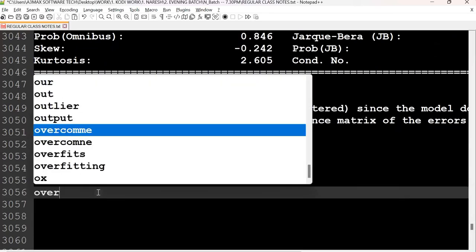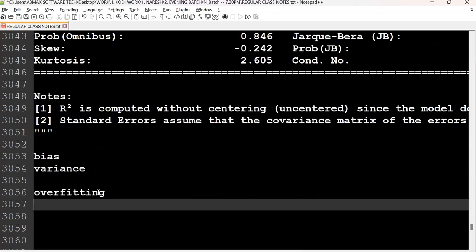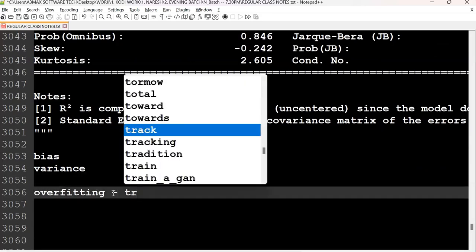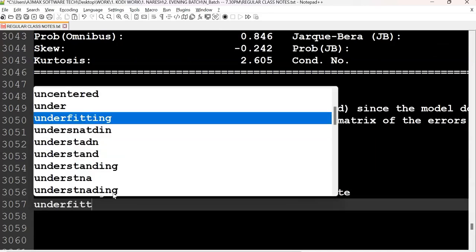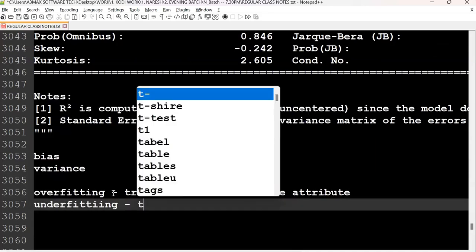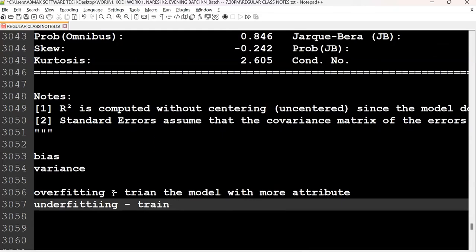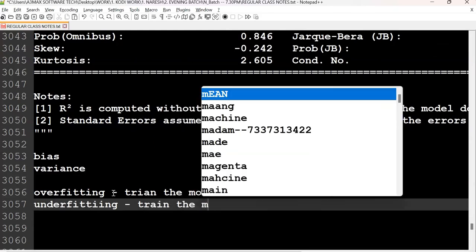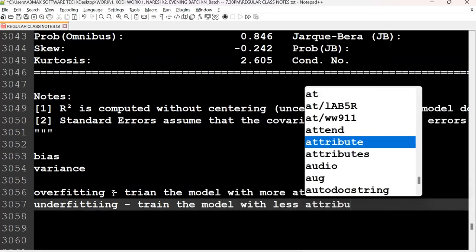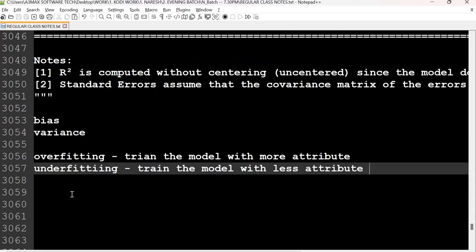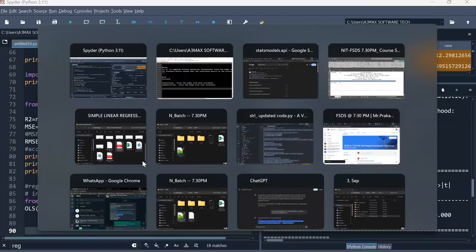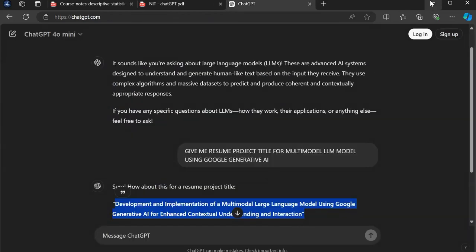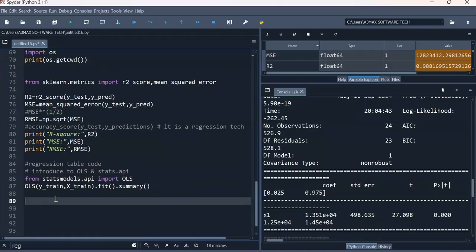But before that, I want to introduce what is overfitting, guys. What is overfitting? Train the model with more attributes. What is underfitting? Okay, it's saying train the model, not test the model. Am I correct, guys? Train the model with fewer attributes. I want to explain the two things, guys. Minimize. Once I complete this explanation, then I want to add two lines of code. After that, we complete the simple linear regression model. Clear?